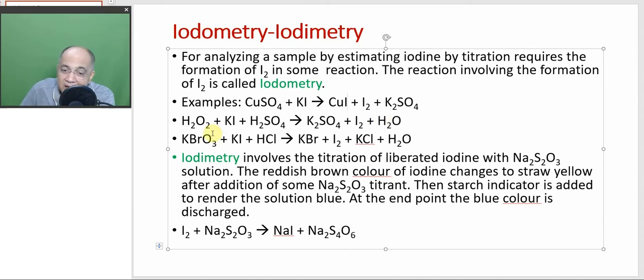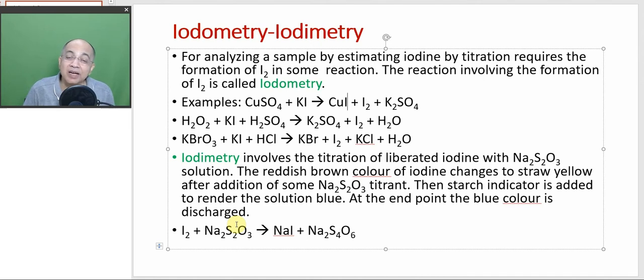Similarly, if you are analyzing a sample of hydrogen peroxide, you can treat it with KI to get iodine. Supposing you are handling potassium bromate, you can treat it with KI to get iodine. So the formation of iodine is called iodometry. Once iodine is formed, you can estimate that by titrating with the titrant sodium thiosulfate, sometimes called hypo solution, used in photography.